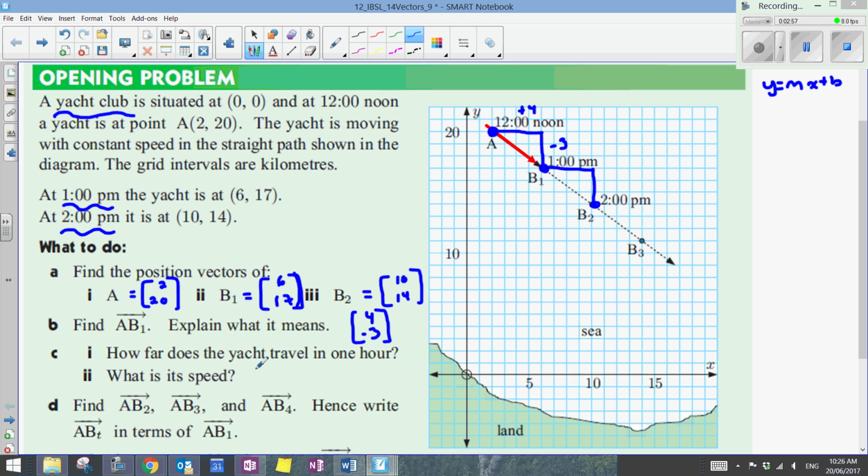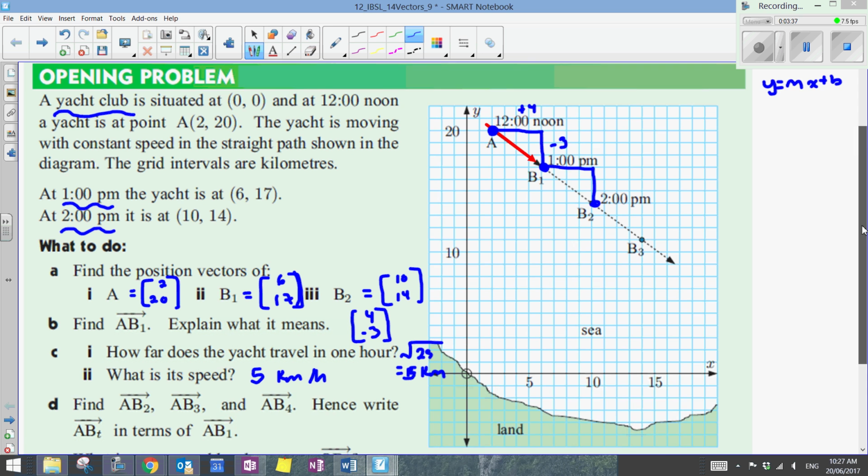If you actually want to find how far the yacht travels in 1 hour, you're looking at this distance here. So we want to find the magnitude of that vector. So if we want to find the magnitude of vector AB1, we can take the square root of 4 squared, which is 16, plus -3 squared, which is 9, so that's the square root of 25, which gives you 5 kilometers, since we're talking about kilometers in this map. And notice that we're traveling 5 kilometers between 12 o'clock and 1 o'clock. So for our speed, we can describe it as 5 kilometers per hour.